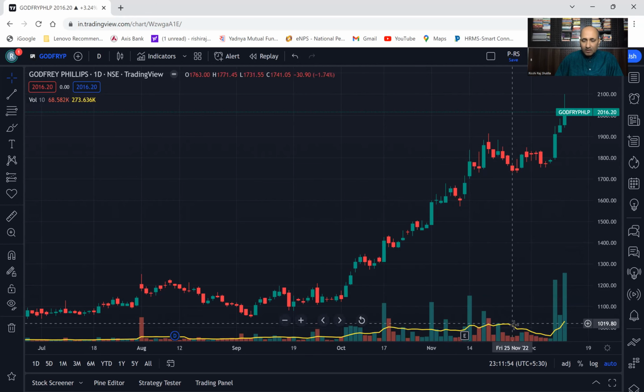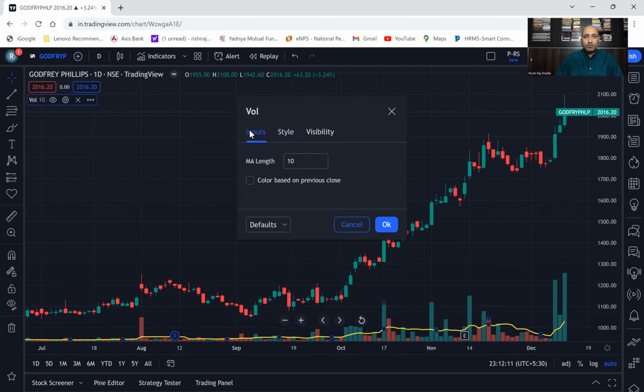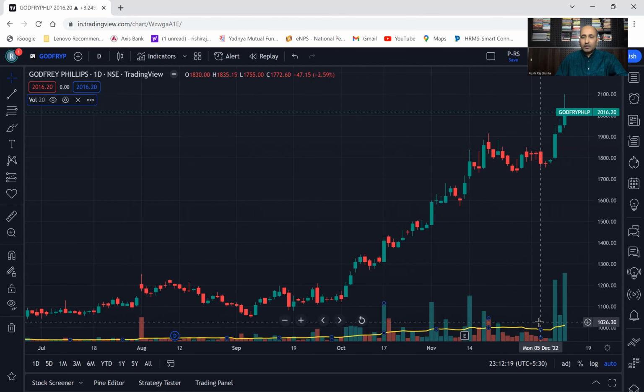Then second, what is this yellow line? This is the 10-day moving average for volume. How have we fixed this, and can it be changed? Yes, of course it can be changed. If you go to settings, simply click here and then inputs. I have taken 10. If you want, you can take 20 or any other value and just click okay. Then you can see this line changes.